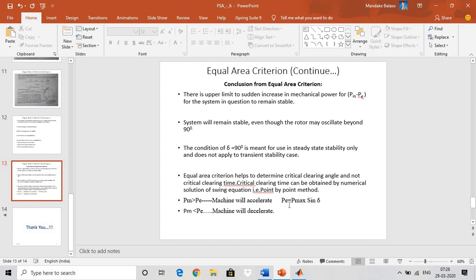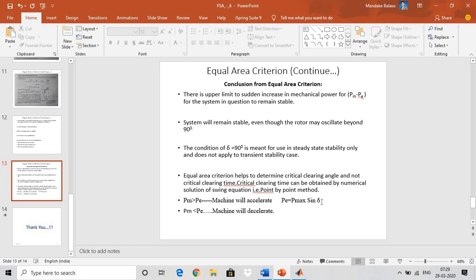The generalized equation for electrical power output is P equal to Pmax sin delta, where delta is the rotor angle. From the equation it is clear that whenever delta increases, your electrical power output increases, but it is maximum when delta is equal to 90 degrees. From the discussion so far, it is clear that when the area of acceleration and the area of deceleration on the power angle curve are equal, the system remains stable, and that criteria is called the equal area criteria, which is used to determine the transient stability.